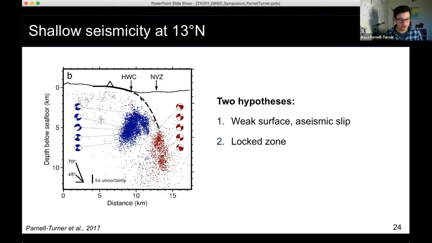This is that same cross-section that I showed you before, and you'll notice that there's this distinct lack of microearthquakes in the shallow portion of this fault system. And so that leads us to pose these two hypotheses: whether you've got some kind of weak aseismic slip, or whether this fault is locked over the timescale that we're making our observations.